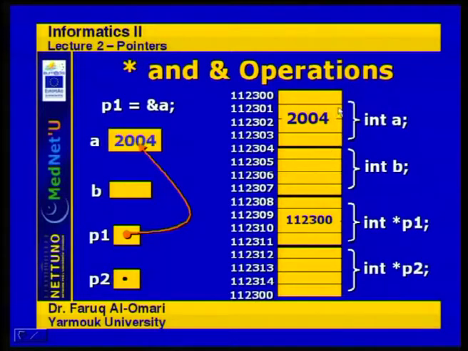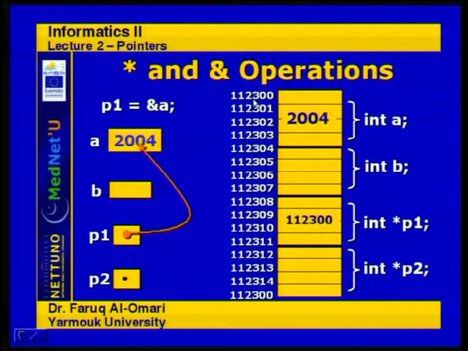This is the reserved location for A. Actually, the address of A is 112300. And when I put a statement like this, P1 equals the address of A, then these 4 bytes, which I refer to as pointer P1, are going to contain the address of the variable A. The address of variable A is 112300.